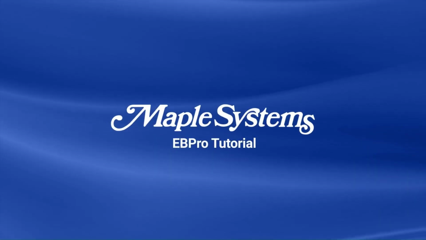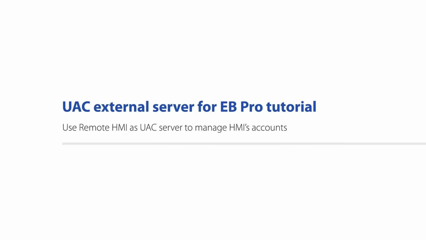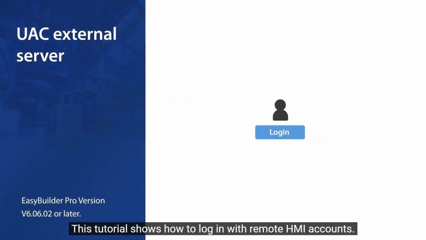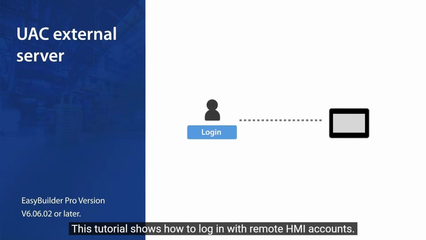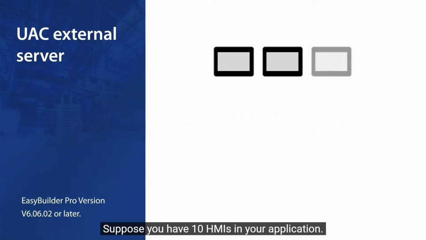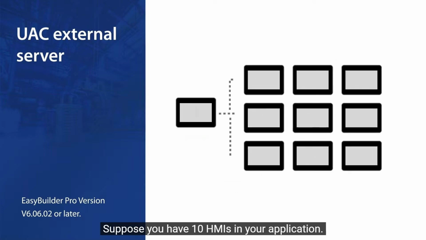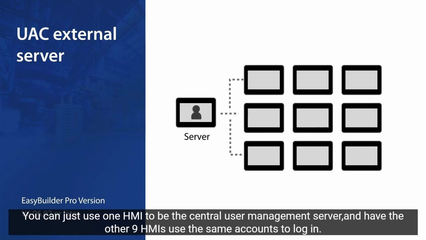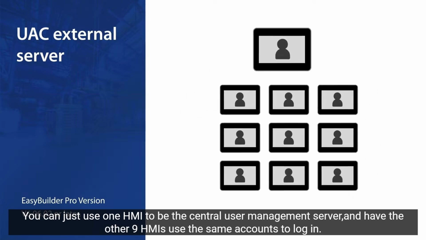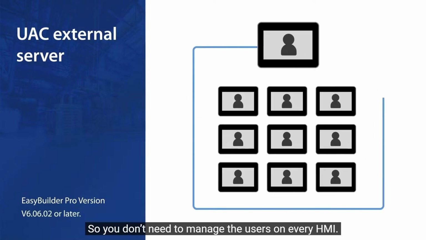Make sure to have Easy Builder Pro version 6.06.02 or later. In this tutorial, we will show you how to log in with Remote HMI accounts. Suppose you have 10 HMIs in your application. You can just use one HMI to be the central user management server and have the other 9 HMIs use the same accounts to log in.